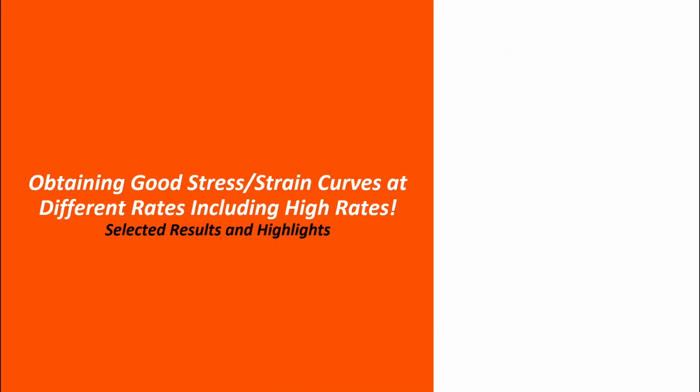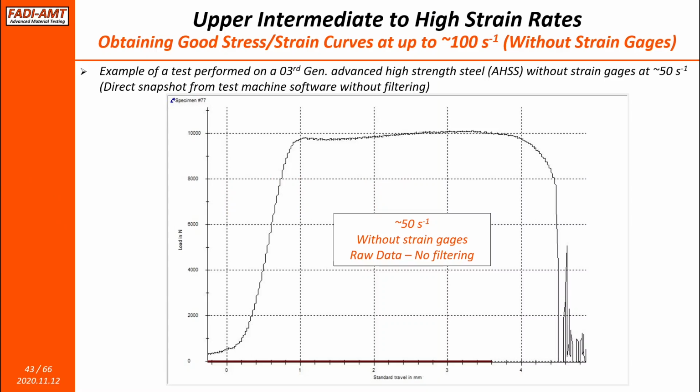If you go to that video that I mentioned earlier, it talks about the introduction, and then also it talks about an actual demo, how to mount the sample and what to pay attention to and so on, and then how to set the parameters of the machine and then perform a good test. Now, in the last part of this webinar, I wanted to go over some examples of good stress strain tests that were done at different rates, from the intermediate all the way to the high rates, above 200, 300, 400 strains per second. So let's take a quick look at some of these curves.